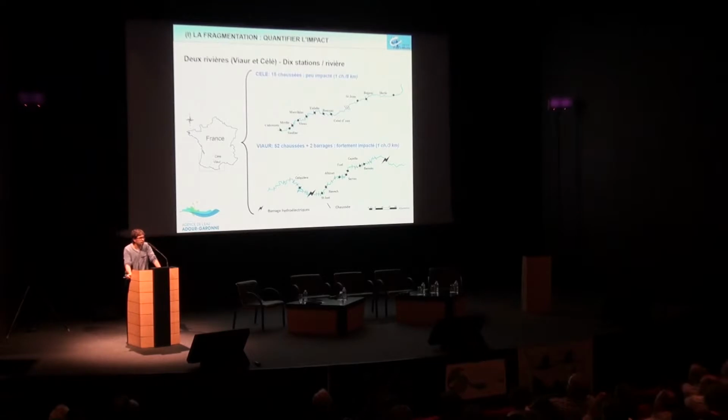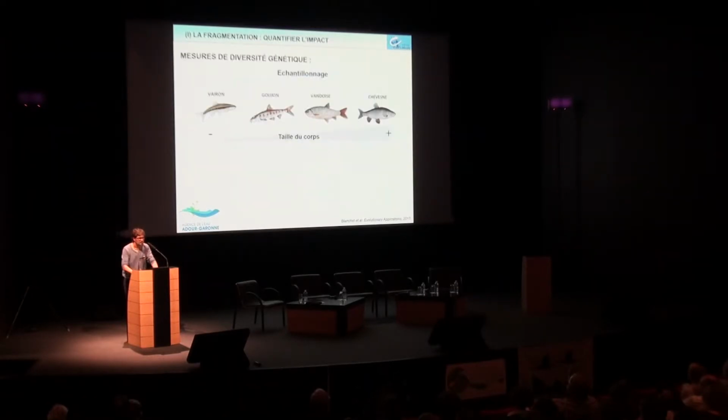We implemented a study in two rivers in the south of France: the Célé, which is not really fragmented, with some mills with fish passes, and another river which is much more fragmented, the Viaur, with two hydroelectric dams, downstream and upstream. So the impact of the fragmentation should be higher. For each river, we have taken fish at 10 stations. That's what you have with the black dots.